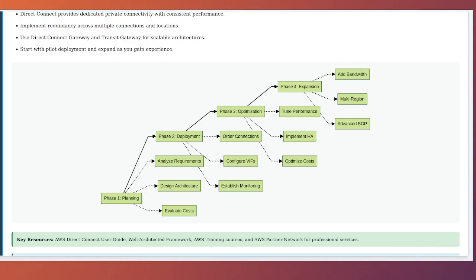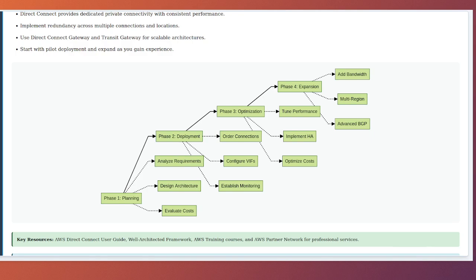Use Direct Connect Gateway to access multiple AWS regions through a single connection, which reduces costs and complexity. For large multi-VPC environments, leverage Transit Gateway to provide centralized routing and scalable connectivity. In multi-account organizations, use a centralized networking account with shared Transit Gateway attachments to simplify management while maintaining security boundaries.